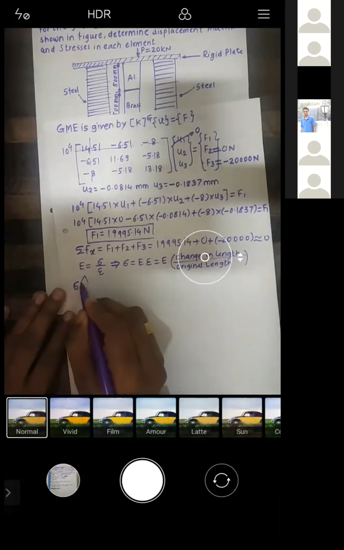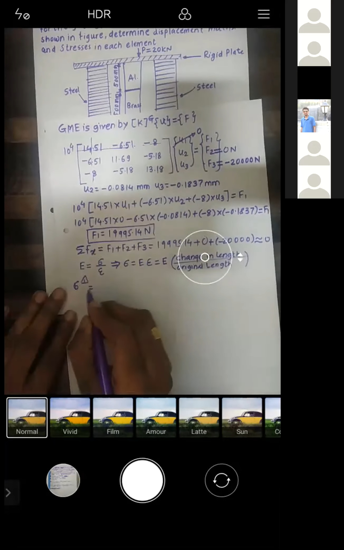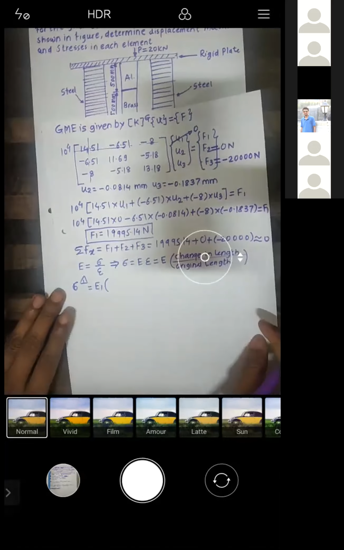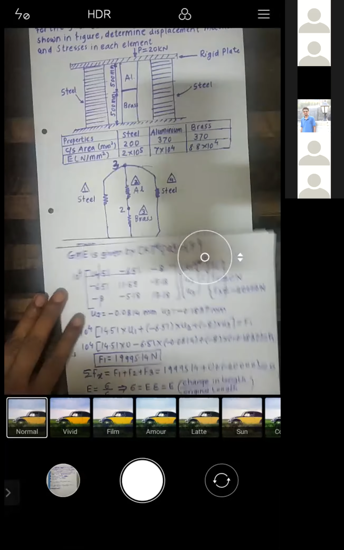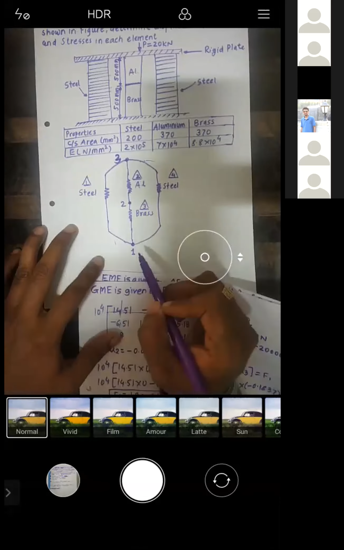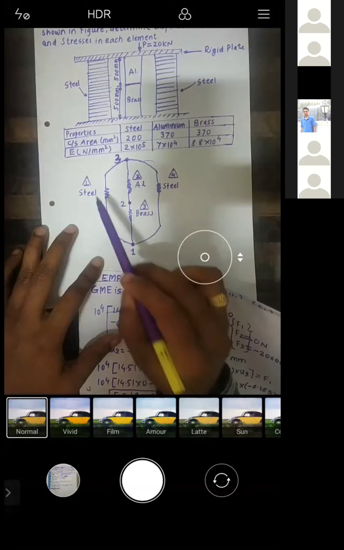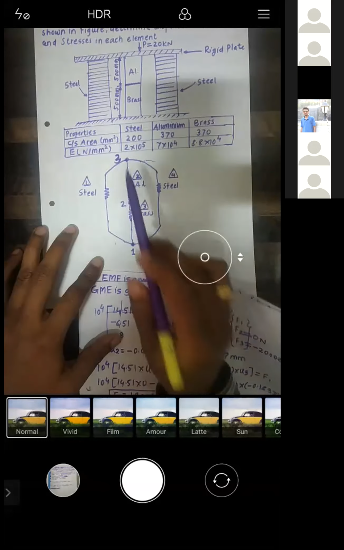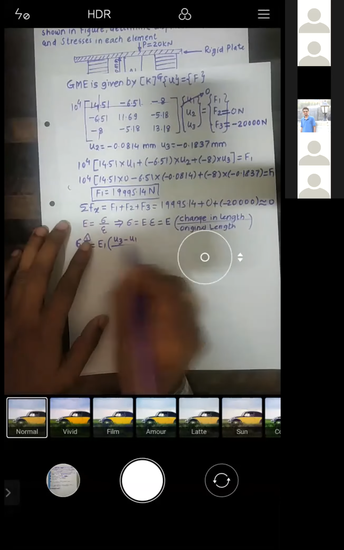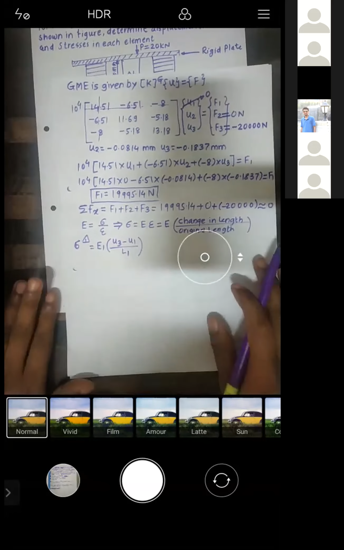Let's calculate the value of sigma for element number 1. It is E of element number 1 into change in length of element number 1. Element number 1 is between which nodes? 1 and 3. So it is u3 minus u1 upon length of element number 1. It is between node 1 and 3, that's why I took u3 minus u1. Is it okay?